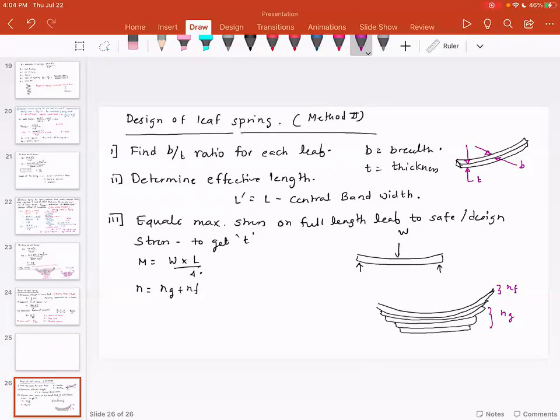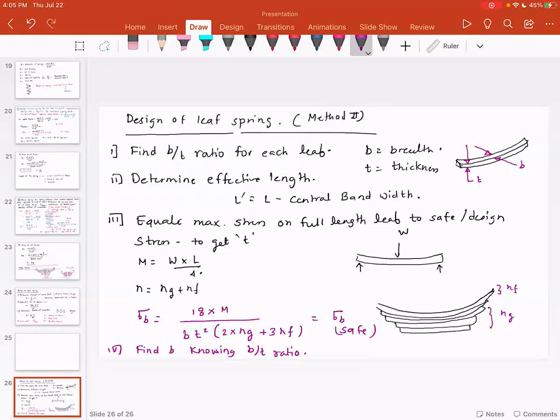And then we use this equation, sigma b is equal to 18 times M divided by b t square (2 times graduated leaves plus 3 times full length leaves), and equate it to sigma b safe. And with this equation, we find b, knowing the b by t ratio. So again, this process also asks you to go forward and backward a little bit, back and forth, to come up with the design calculations. So what I'm going to do is quickly work out a problem.